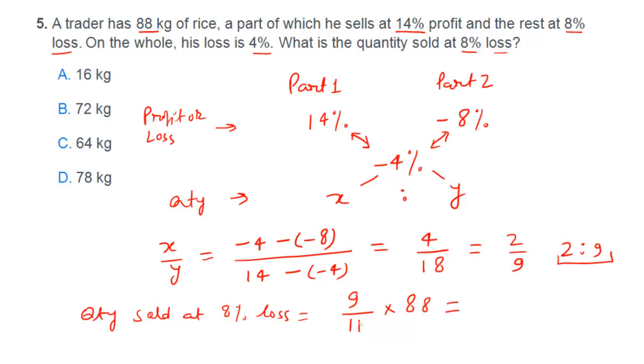Okay, so this is 72 kg. So 72 kg is the quantity sold at 8% loss, and the remaining, that means 88 minus 72, will be this part 1, which is at 14% profit. So in this case the answer is 72 kg, that means option B is correct.